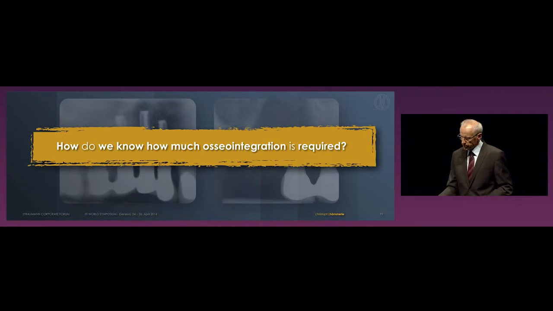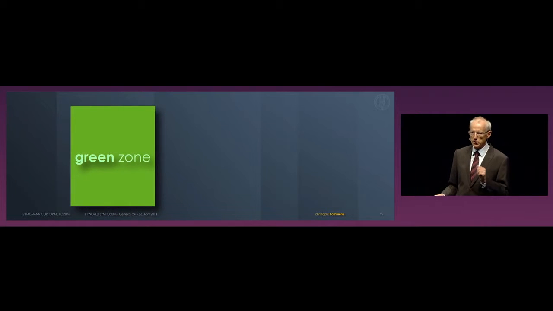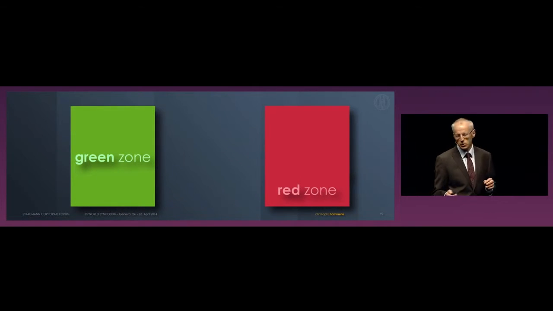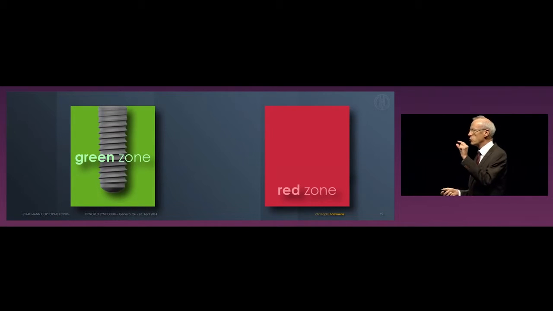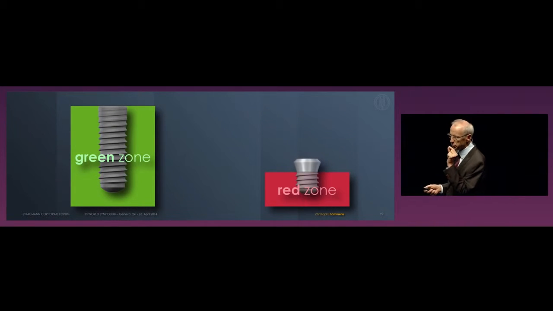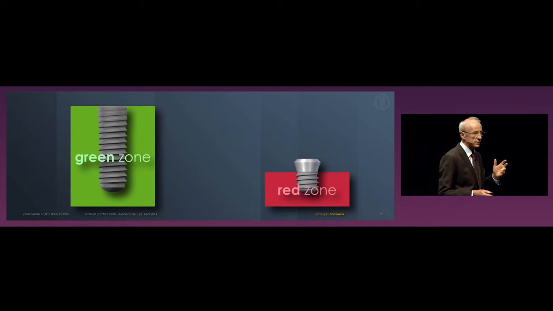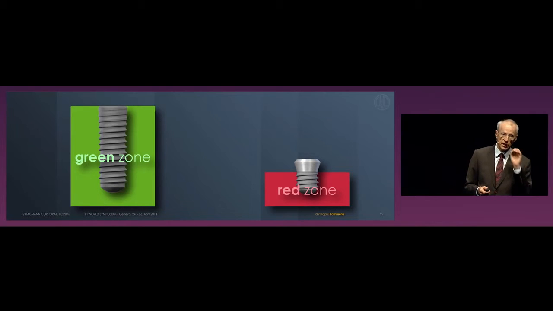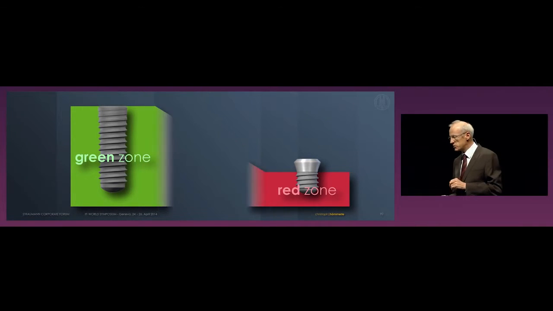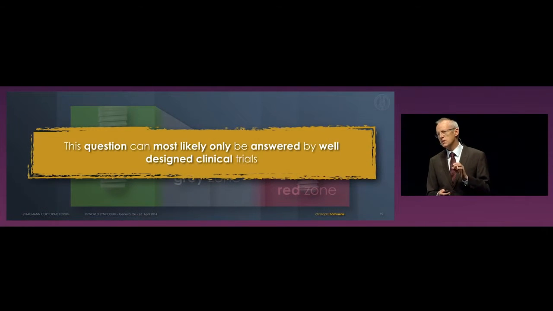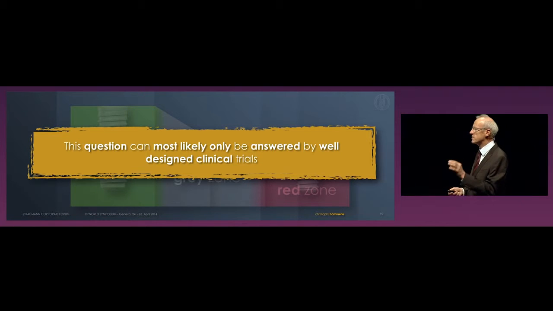And I think there's a green zone and there's a red zone. In the green zone, we know we have enough osseointegration to support the loading forces. In the red zone, we may have just one trabeculum left attached to an implant. And by definition, it's an osseointegrated implant. But then the first time I bite together, this trabeculum will break. So there is a red zone. But what we're interested in is the gray zone in between. And I think that this question most likely can only be answered with well-designed clinical studies.